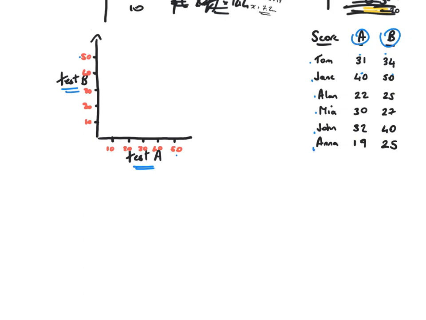For Tom, he got 31 for Test A, so that's just slightly after 30, and he got 34 for Test B, which is just about here, and his dot would be about there. Jane got 40 in Test A and 50 in Test B, so her dot would be there. Alan got 22, which is about there, and 25, which is about here, so that would give a dot about there.